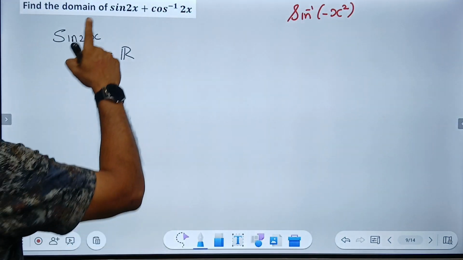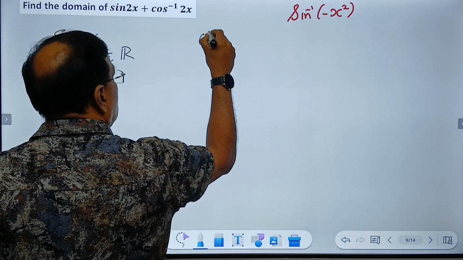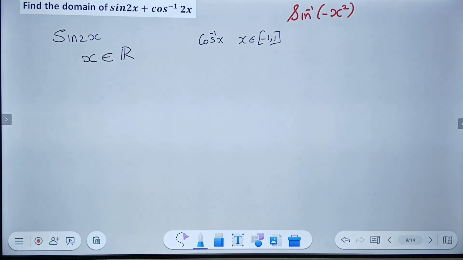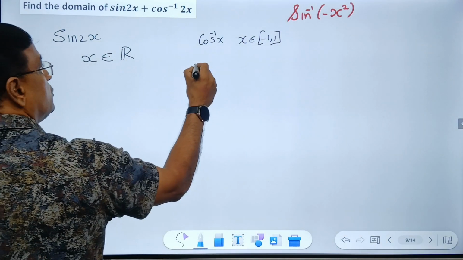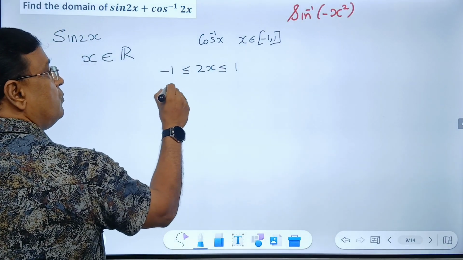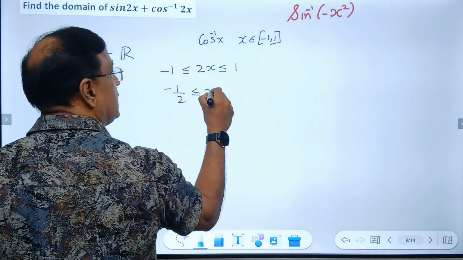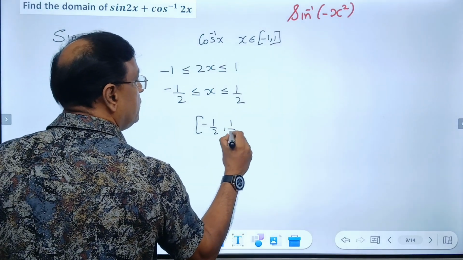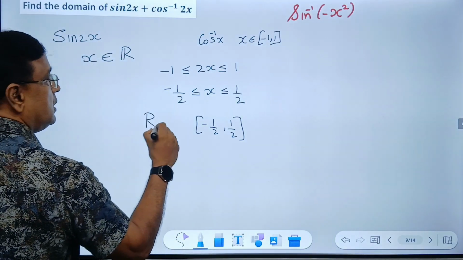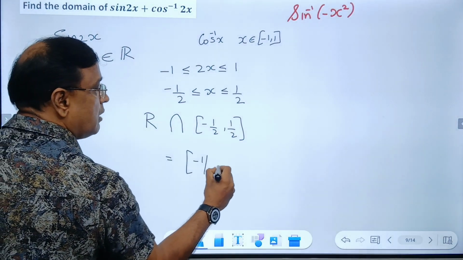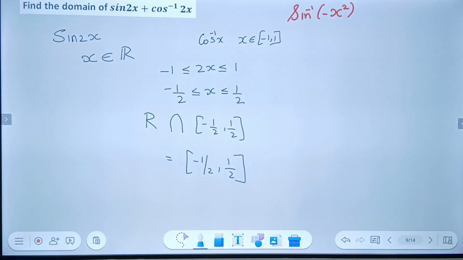There is no change. But here you have to be very careful, because for cos inverse x, your x lies between minus 1 and plus 1. Isn't it? But here it is 2x. So your 2x should lie between 1 and minus 1. Divide by 2. So minus 1 by 2 less than or equal to x less than or equal to 1 by 2. And this is minus half comma half, and this is real numbers, and it is an intersection. It's addition, so intersection. The answer will be minus half comma half. Isn't it? Very, very simple question. Okay. Now let's go to the last problem.